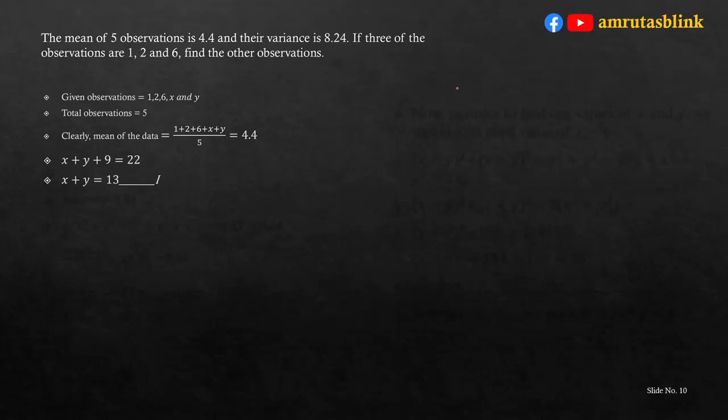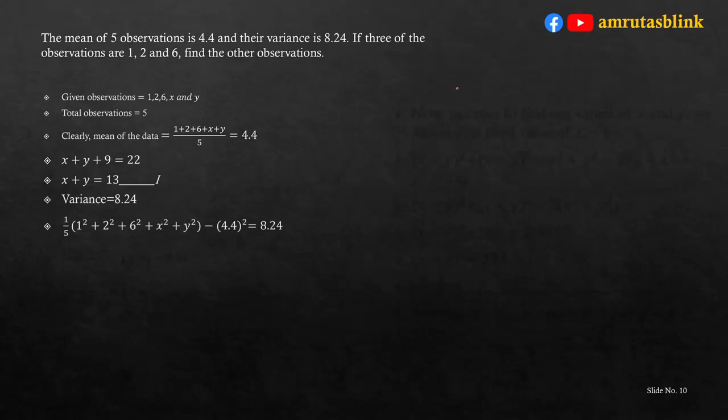Now, from the other given value we will try to find one more equation, so that with 2 equations we will be able to find the 2 values. Now, it is given that variance is equal to 8.24. What do we mean by variance? Variance is the sum of (xi minus x bar) whole square, divided by the number of observations.